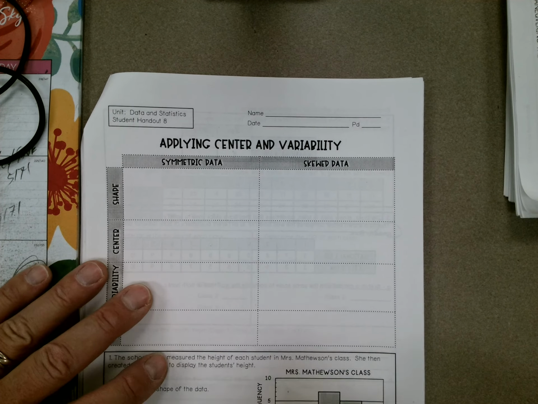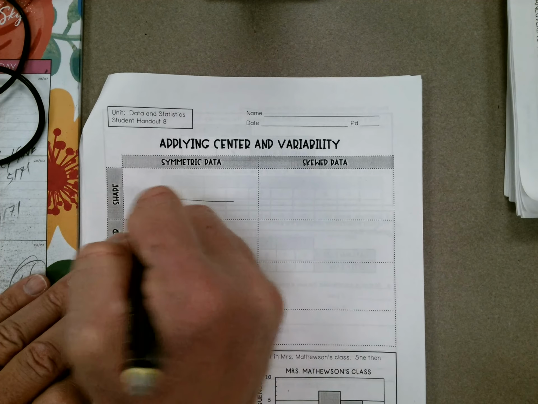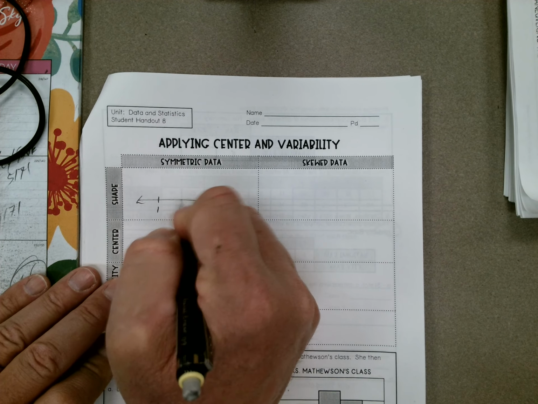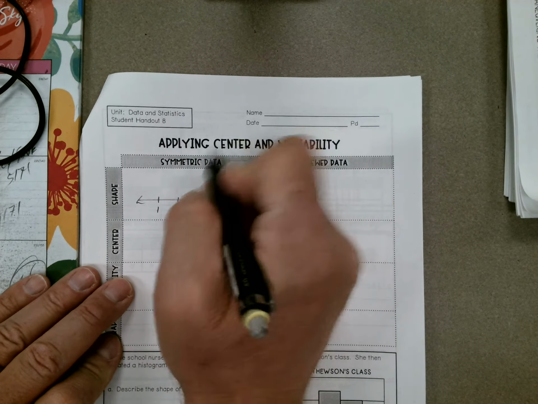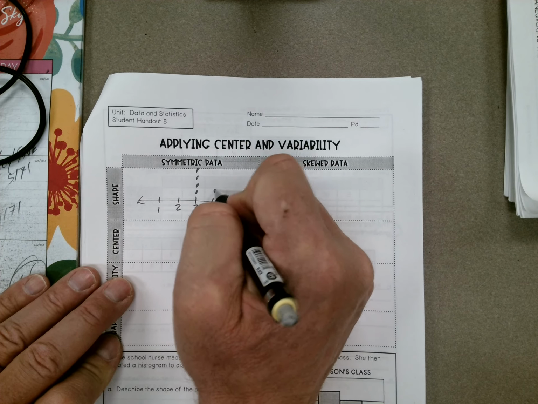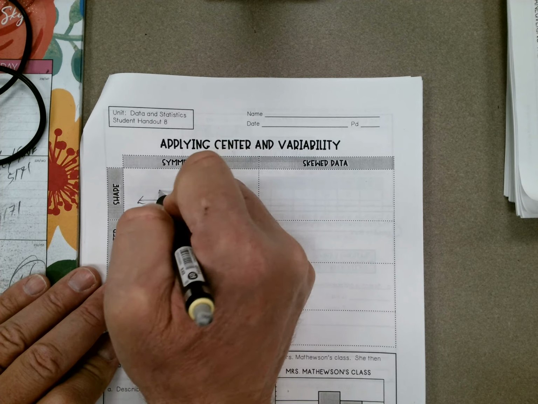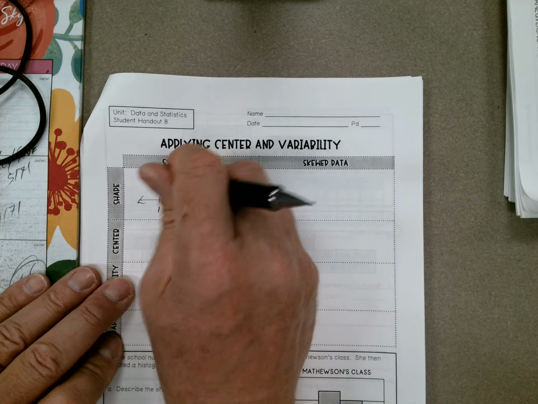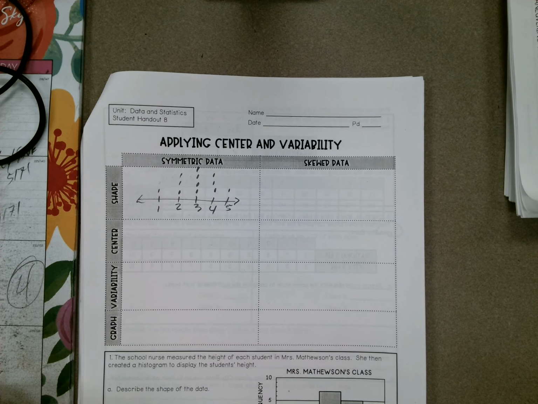I'm first off going to draw a dot plot that is symmetrical. Okay, so I'm just going to say this is 1, 2, 3, 4, and 5. And just to show symmetrical data, I'm going to go like that, and like that. So now we have a line of symmetry. All right, and we'll chat about what to use underneath there.